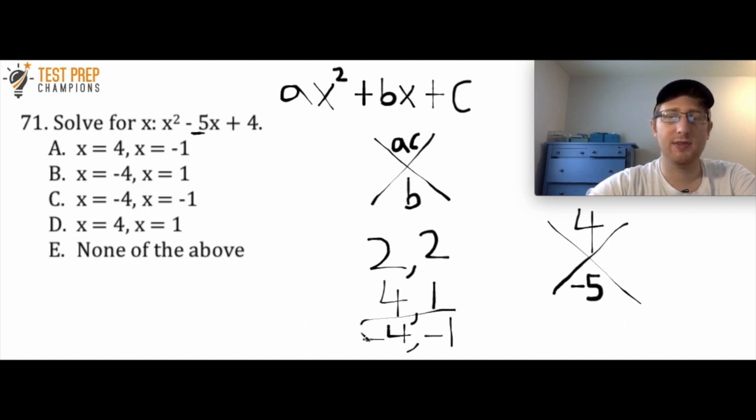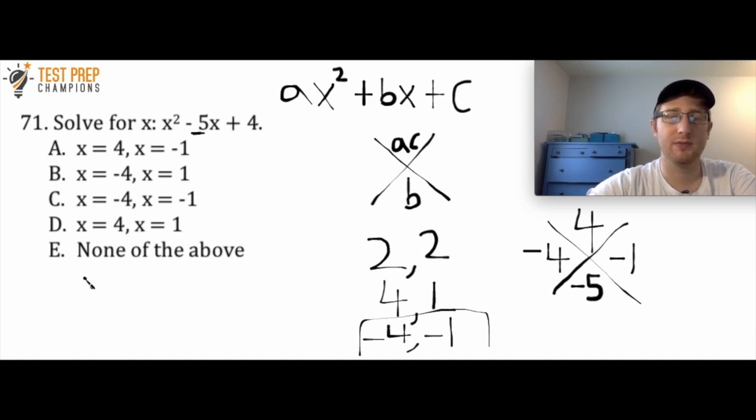So I know that this is the pair that I want to work with here. I'm going to write my negative 4 here and my negative 1 here. This is more just to keep track of the negative 4 and the negative 1. But we're not done yet. The answer is not x equals negative 4 and x equals negative 1, because we're not quite done yet.